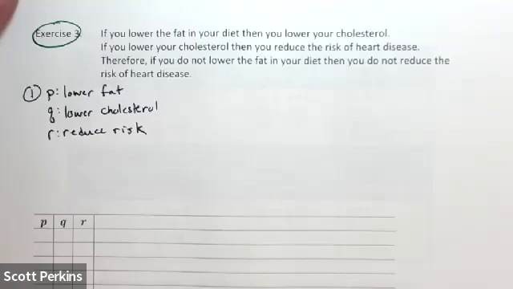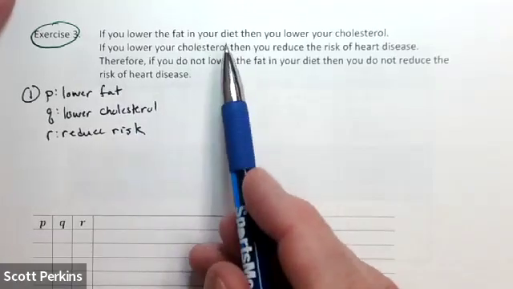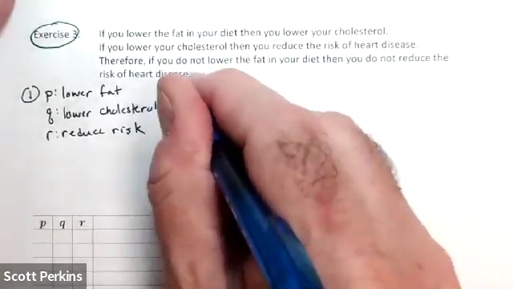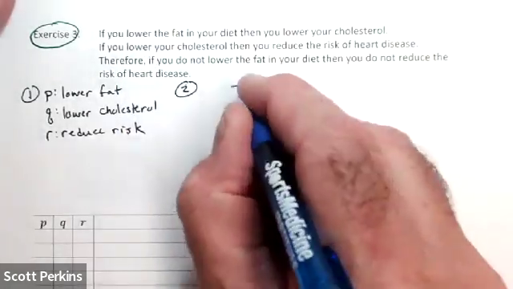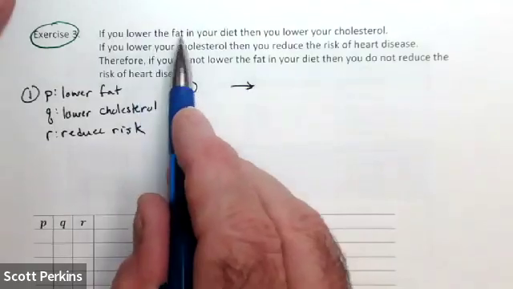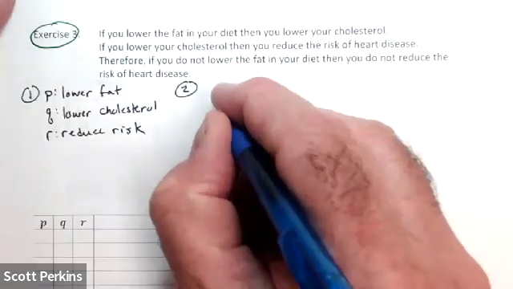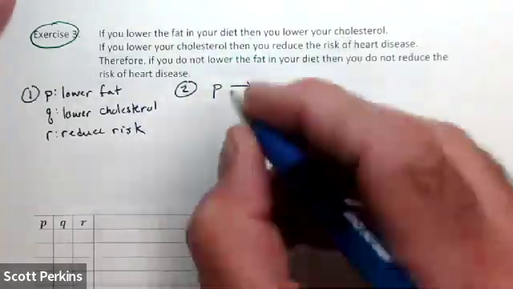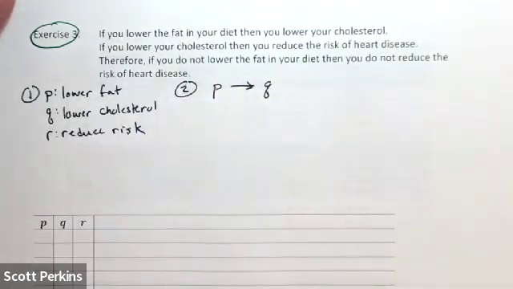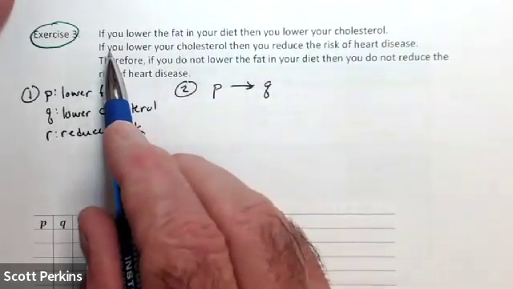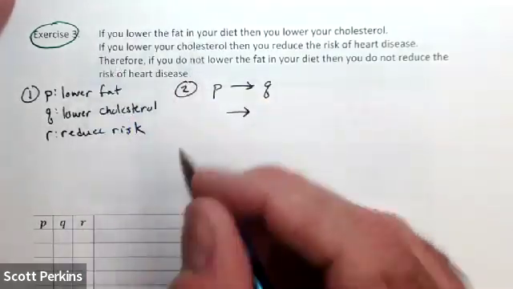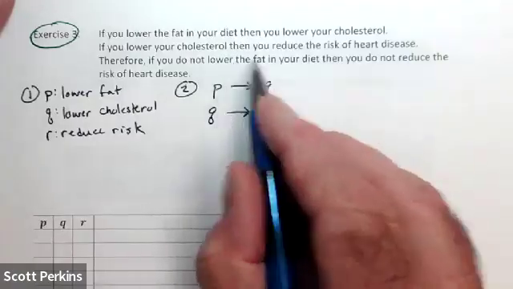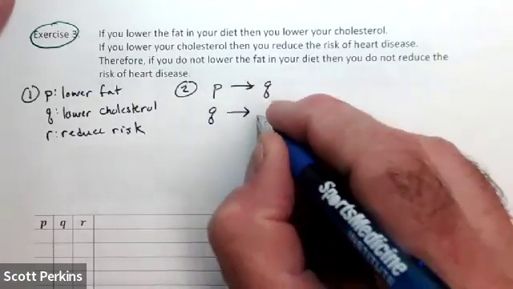Write the argument symbolically. So we're just going to take all these words and write them as symbols. Okay, so here's step 2. The first statement is an if-then statement. So here's my arrow. It says if you lower fat, that's P, then you lower cholesterol, that's Q. The next statement is, again, an if-then statement. So here's my arrow. If you lower cholesterol, that's Q, then you reduce your risk of heart disease, that's R.